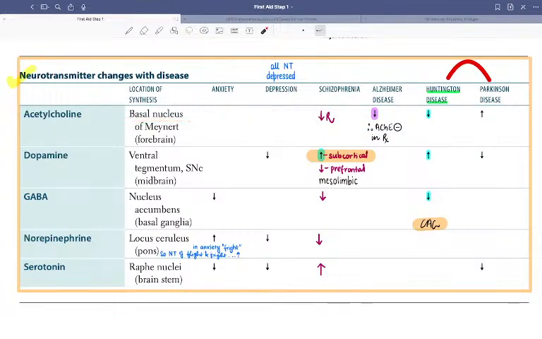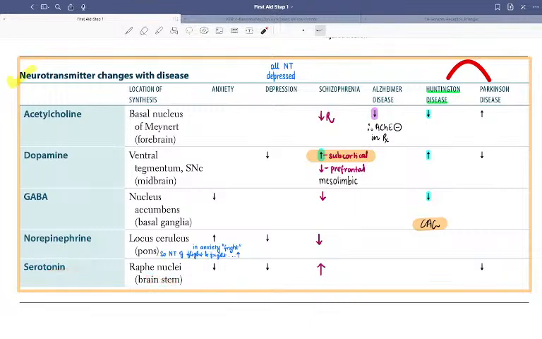Actually, there's no use of coming back to this. Depression, everything is going to decrease. You all know that. Anxiety, obviously norepinephrine is going to increase. That is locus coeruleus. GABA is coming from the nucleus accumbens. In fact, this nucleus is something that needs to be remembered. Raphe magnus nucleus, in the brainstem, that is present in serotonin.